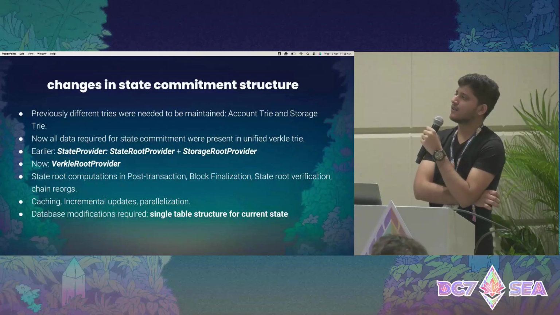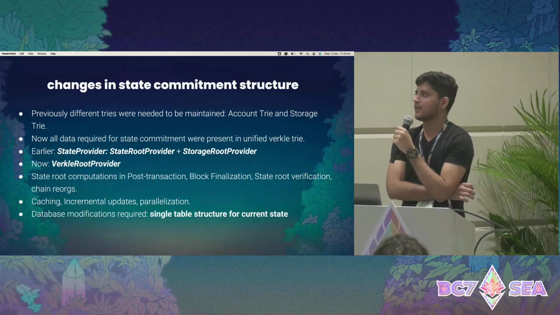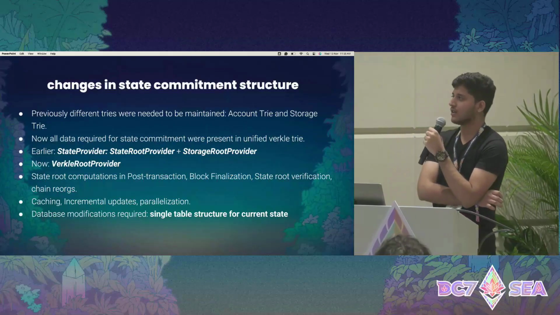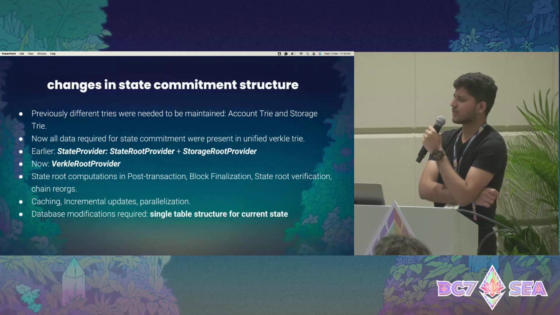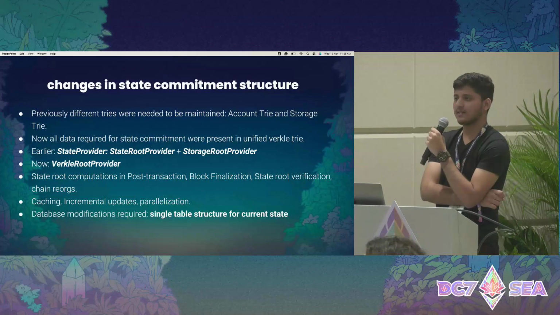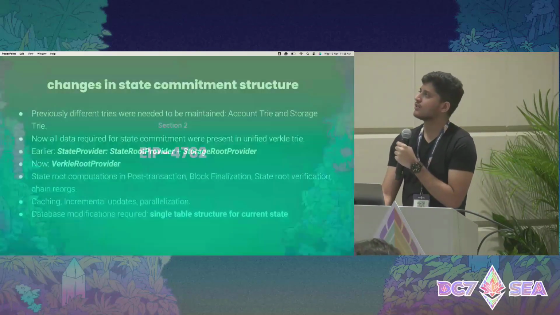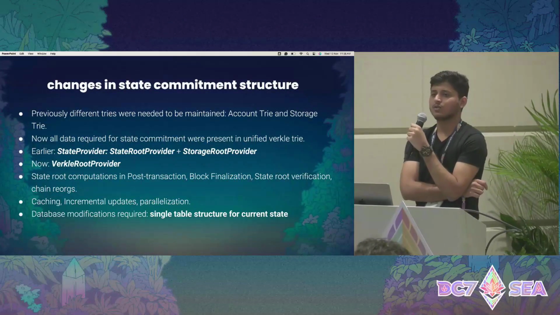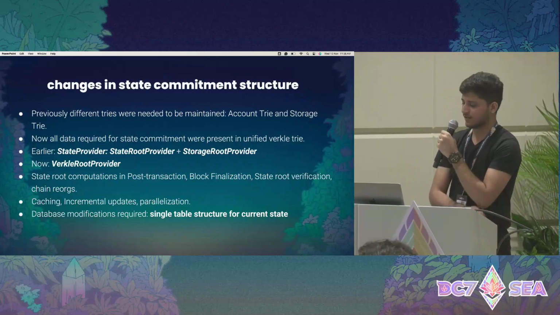One of the major changes that was introduced was in the database structure. For example, earlier there were two tables maintained. One was for the storage and one was for the account. But now there is only one Verkle tree structure which needs to be maintained, which is responsible for handling all the state commitments. So these changes were related to EIP 6800. Basically, the trie structures and the commitment structure in the clients.